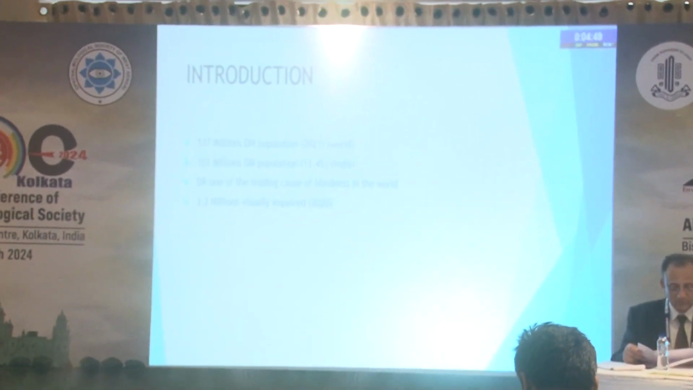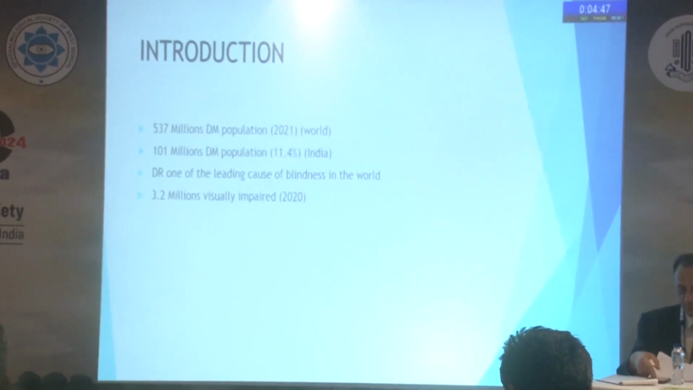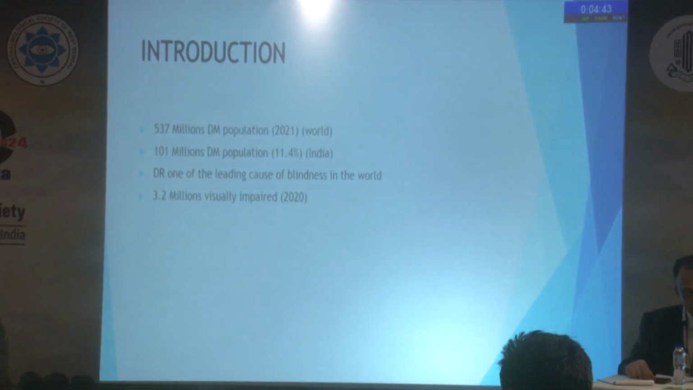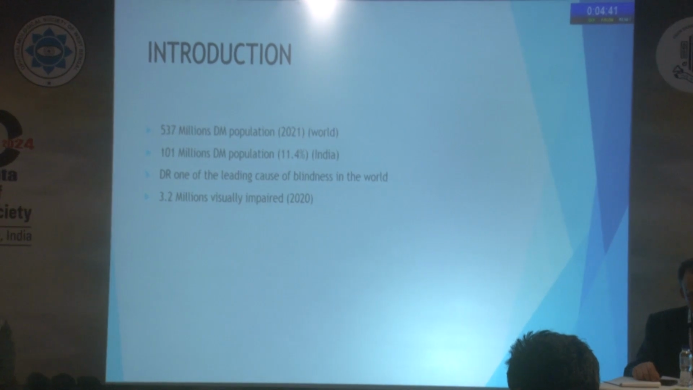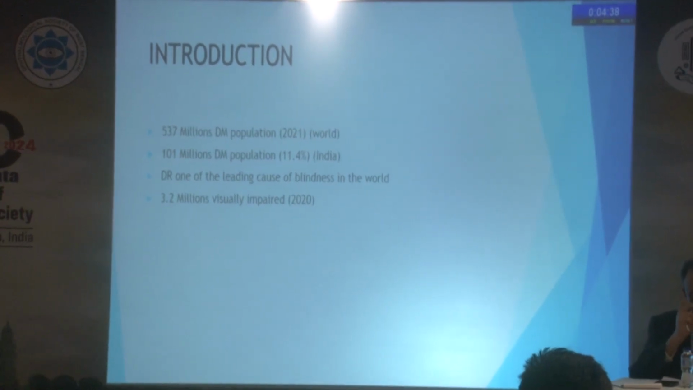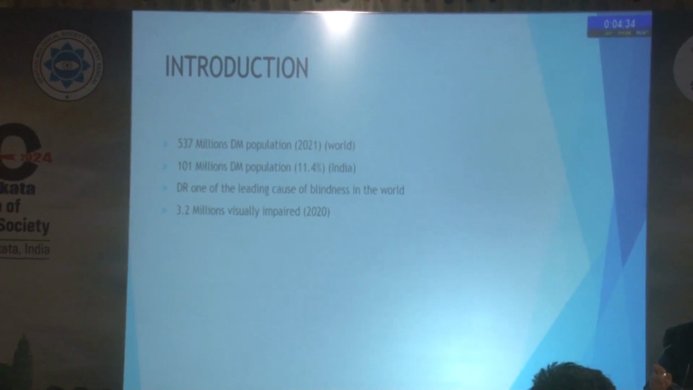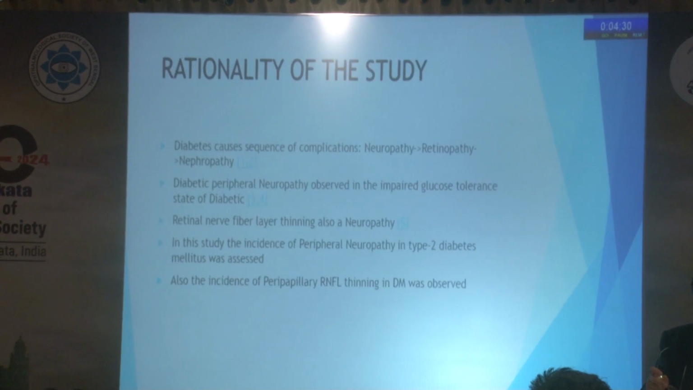Hello everyone. Today my topic is incidence of peripheral neuropathy and its effect in the severity of retinopathy in type 2 diabetes patients. We know worldwide diabetes is a burden. Around 537 million people are there, and in India it is around 101 million according to the study. Diabetic retinopathy is one of the major leading causes of blindness worldwide.